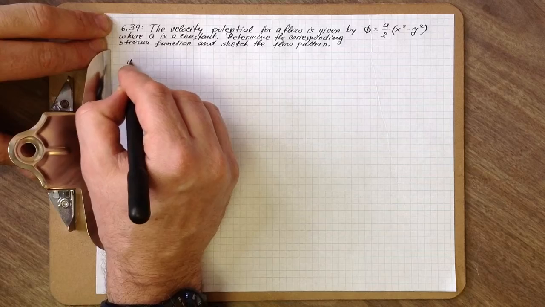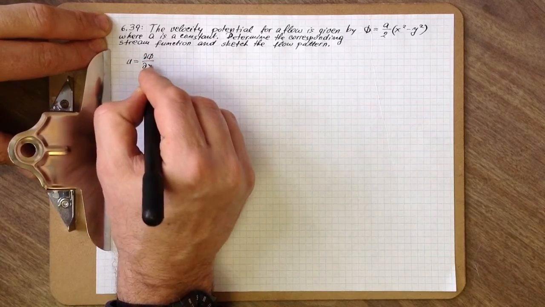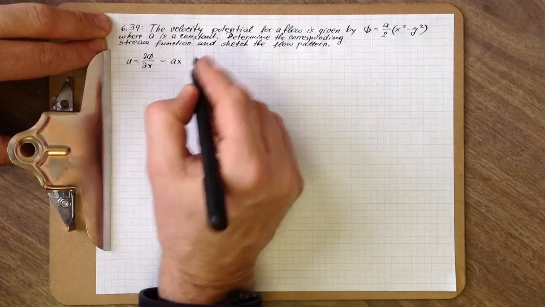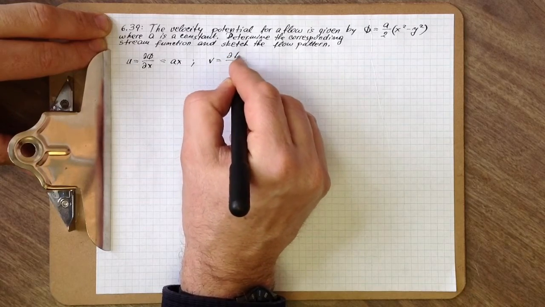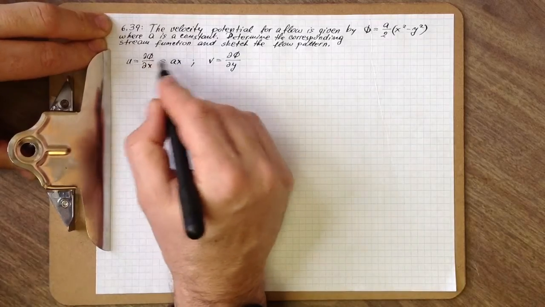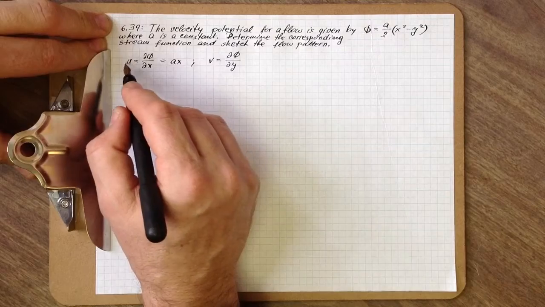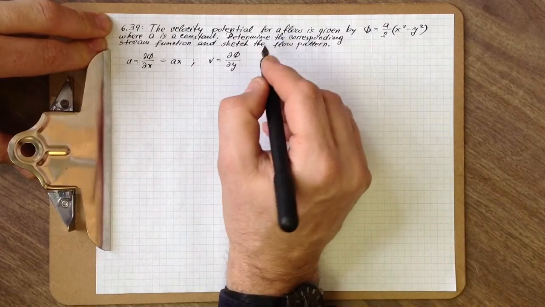So u velocity is delta phi per delta x, which in this case is ax. Similarly, v is delta phi per delta y. Remember, with potential phi, both are positive derivatives. For stream function, u is delta psi per delta y, and v is minus delta psi per delta x.